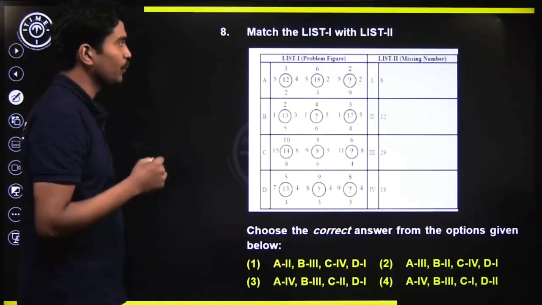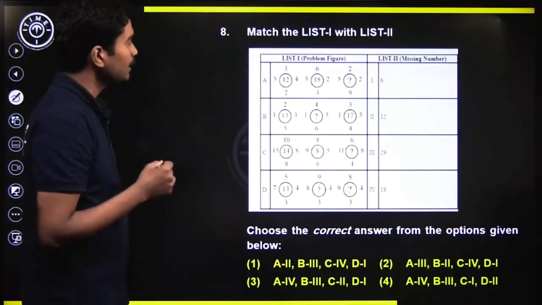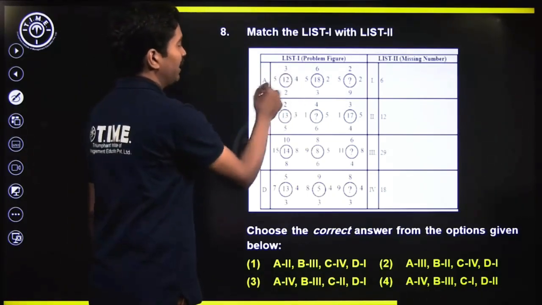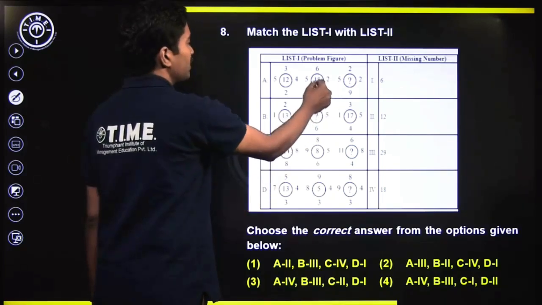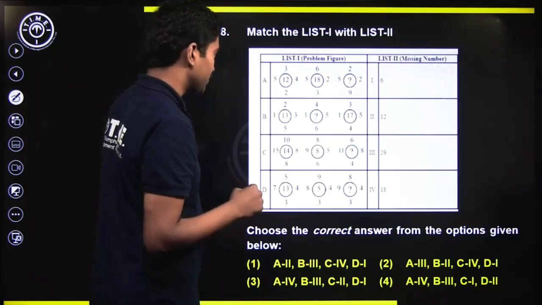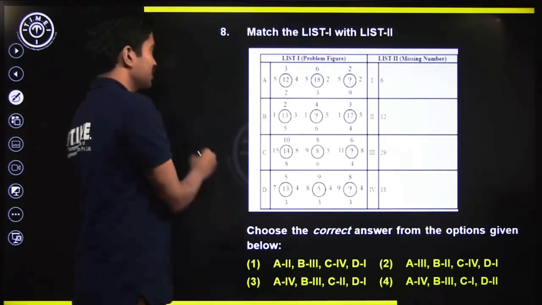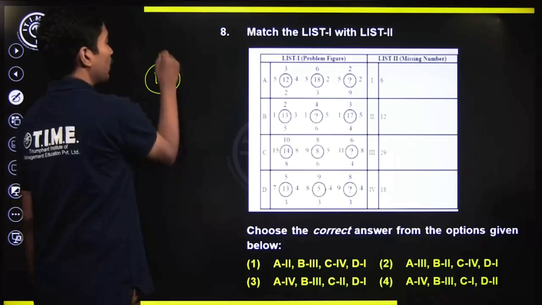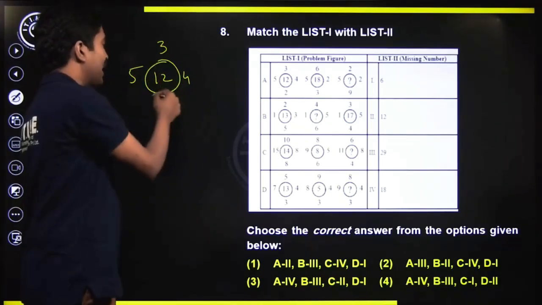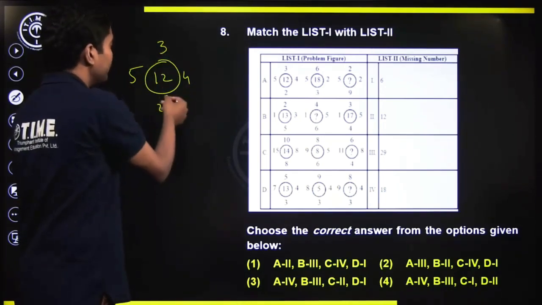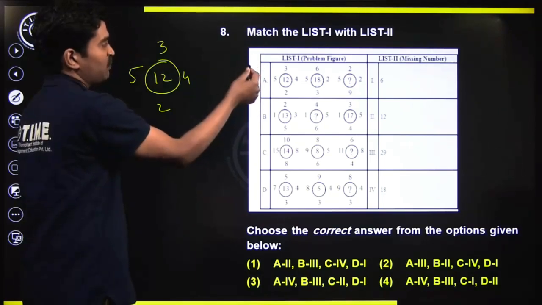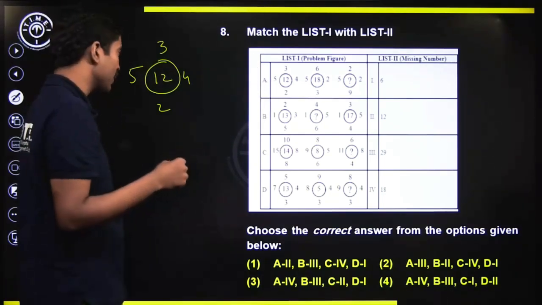Match list 1 with list 2. List 1 has problem figures: 2, 3, 4, 5 with 12 in the middle; 2, 3, 5, 6; and similarly 2, 2, 5, 9. We need to match them. Before we can match, we need to understand the relationship between them. 12, 3, 2, 4 and 5. If we add them, 5 plus 4 is 9, 11, 13. No, not really. The others are not adding either. 5 plus 3 is 8, plus 6 is 14, 16, but I have 18 in the middle.